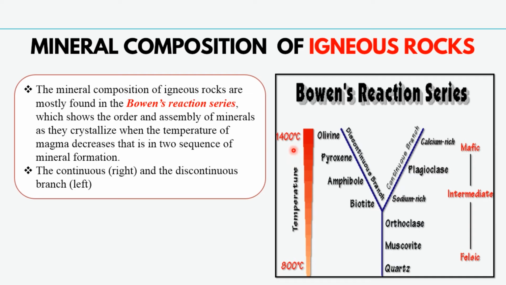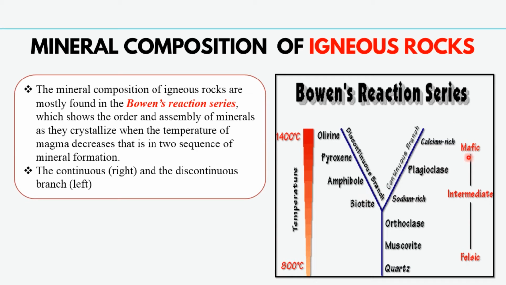On the left side, the discontinuous branch, if the magma reaches 1400 degrees Celsius, the mineral olivine will be formed. And then when the temperature of magma drops, another type of mineral will be formed, which is the pyroxene. And then eventually, if the temperature of magma continues to drop, the next mineral formed is amphibole until biotite is produced. This biotite will be the last to be produced in this sequence, but there can be more if the magma has not yet completely solidified.